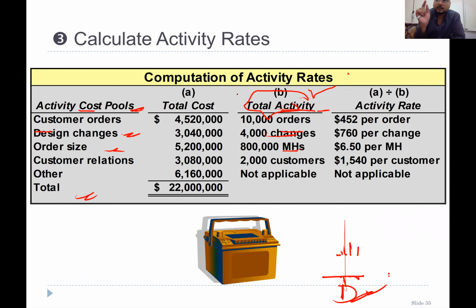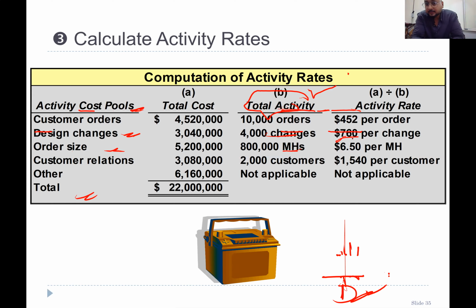So it means if you receive one order, $452 is the cost per order to receive one order. Design changes: if some customer applied a specific logo or something, it took $760 per change.